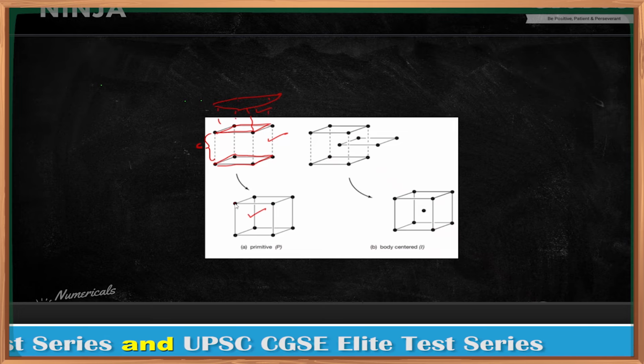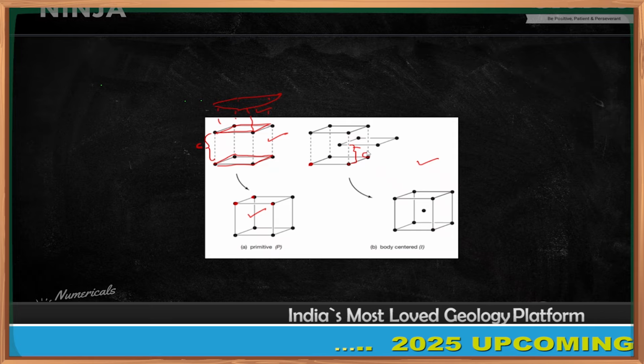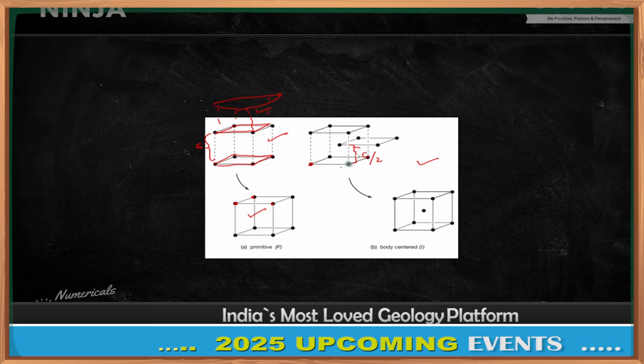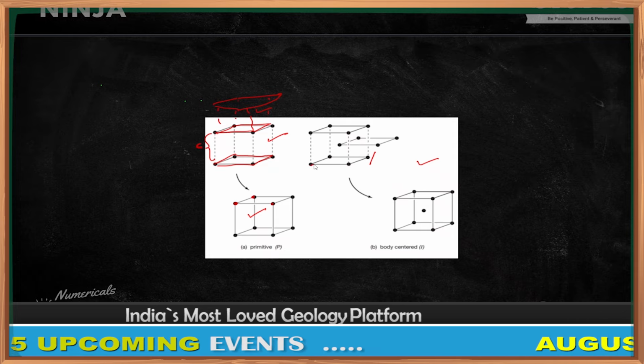In these cases, what is going to happen here, there will be the primitive one. In primitive cases, at every corner of the unit cell we are going to get the motifs. But how are the body centered going to be created? In these cases, don't think that this is your C, this is not your C, this is your C half.